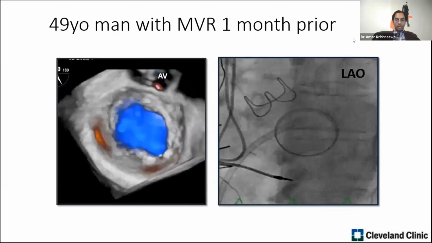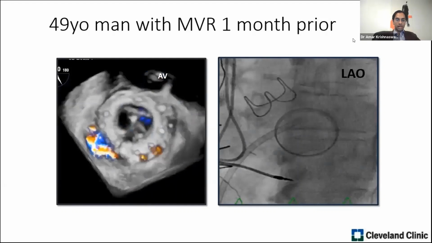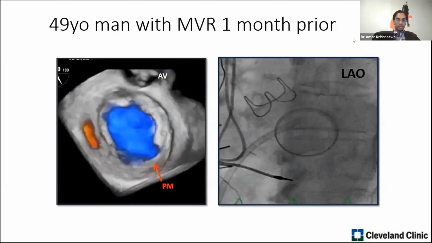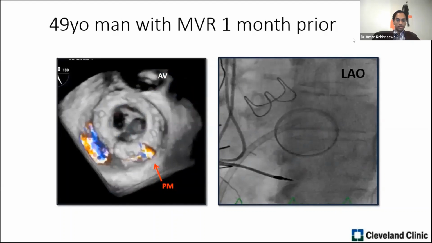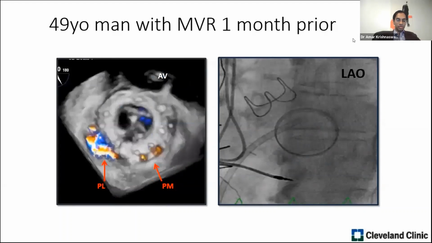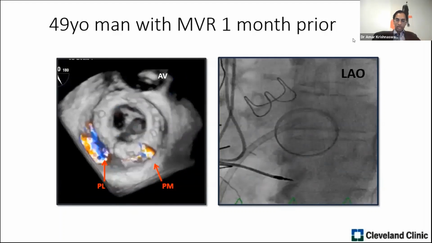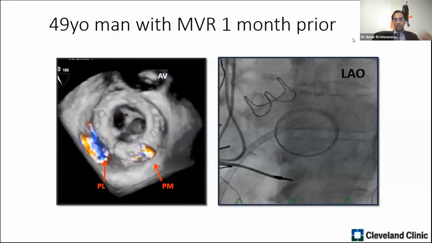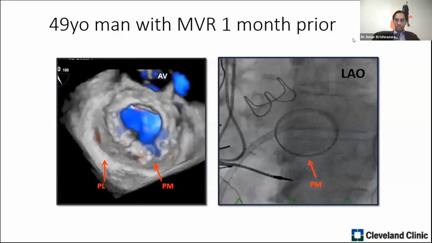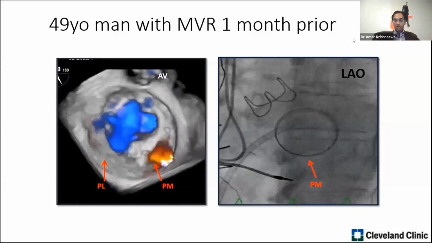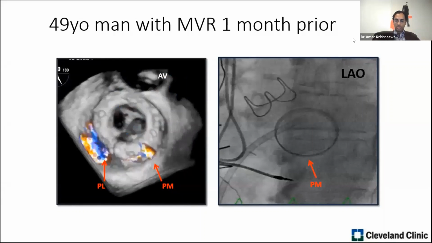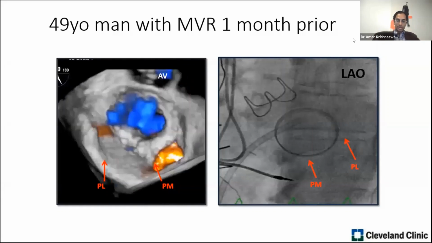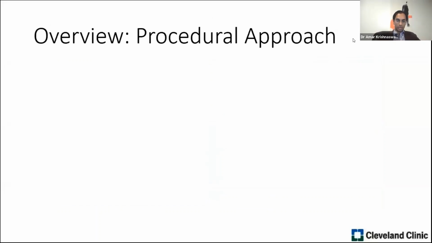So this is a 49-year-old gentleman. He underwent mitral valve replacement about 1 month prior. And you can see here in the 3D echo, he has a large paravalvular regurgitation posteromedially and another origin posterolaterally. Now, in the right fluoroscopic panel is a different patient. Of course, that patient has an AVR and an MVR, but just so that you kind of gather the fluoroscopic landmarks in your mind, in the LAO projection, the posteromedial aspect of the mitral valve is here, the posterolateral aspect of the mitral valve is there. So just to translate the echo anatomy to the fluoroscopic anatomy.